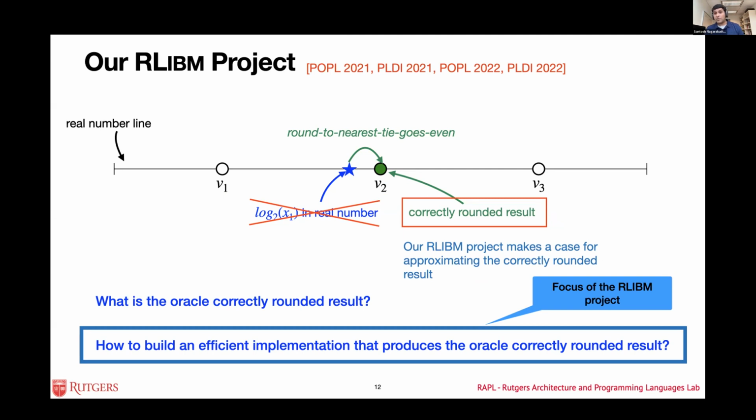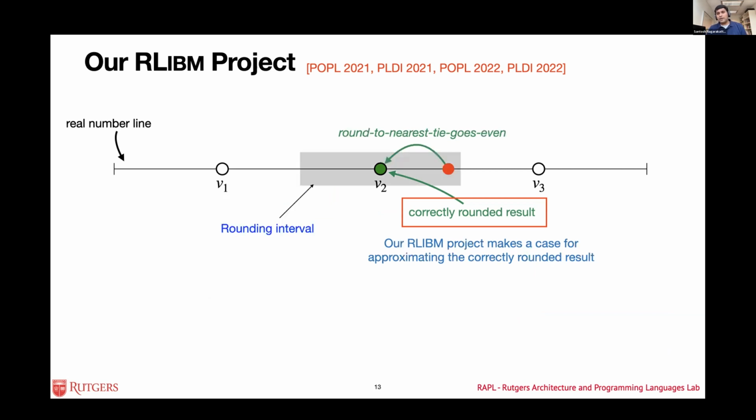The focus of the RLIBM project is, given a slow oracle, such as the MPFR library, which people have built over decades of effort, to use that as an oracle and generate really fast correctly rounded libraries. Now, let's say you're generating a correctly rounded library for a 32-bit float. You would implement the library in double precision.